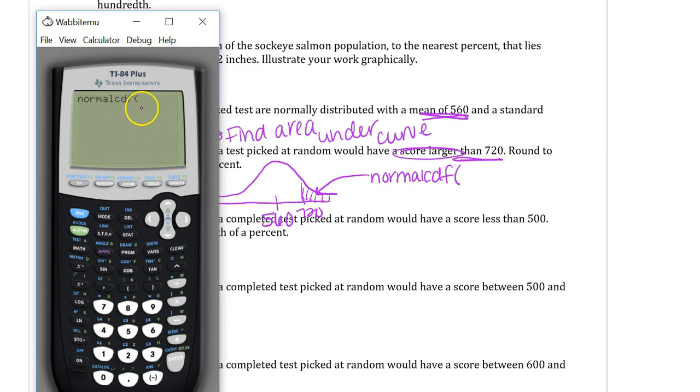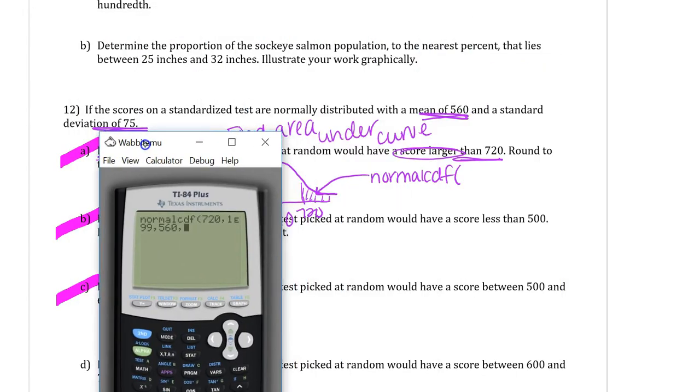The first number you have to type in is the lower bound. In my case, it's 720, comma. My upper bound is going to be infinity. So you could either do 1E, which is second comma, 99. That's the calculator's code for a super large number. It's kind of like saying positive infinity. Or you could even just hit a bunch of 9s. It just needs a really big number. Comma. The second number it asks you for on your prompt screen is the mean. So that's 560, comma. And then lastly, it needs the standard deviation, which is 75.